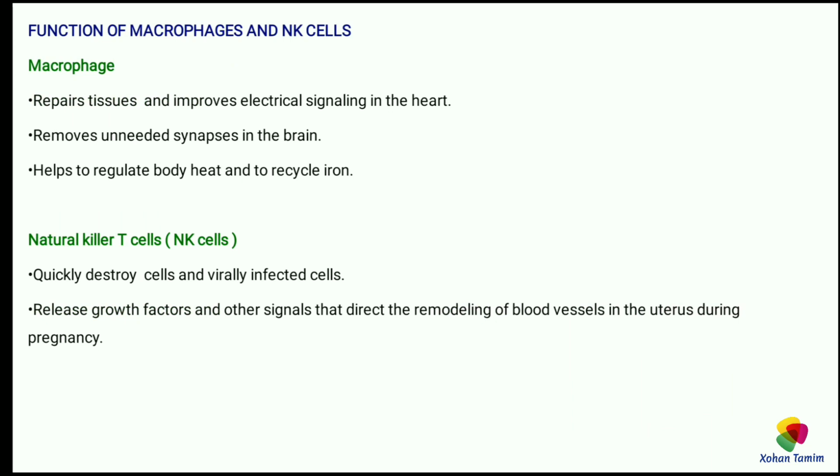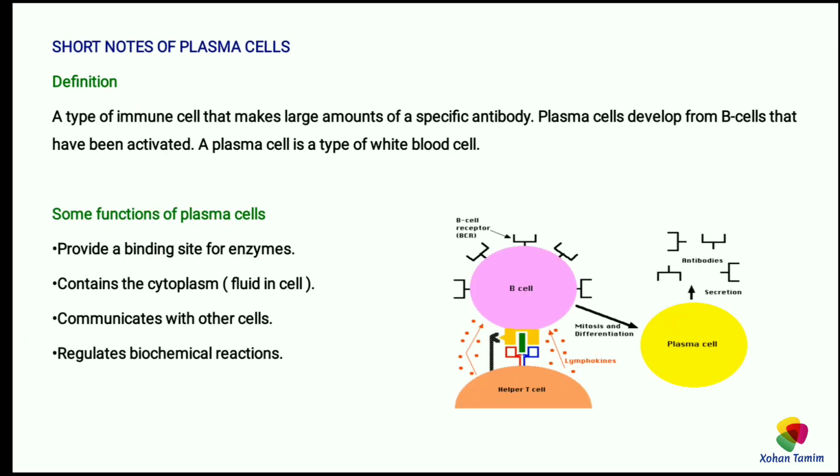Functions of macrophage and NK cells. Macrophage repairs tissue and improves electrical signaling in the heart, removes unneeded synapses in the brain, helps to regulate body heat and to recycle iron. Natural killer T-cells quickly destroy cancer cells and virally infected cells, and release growth factors and other signals that direct the remodeling of blood vessels in the uterus during pregnancy.